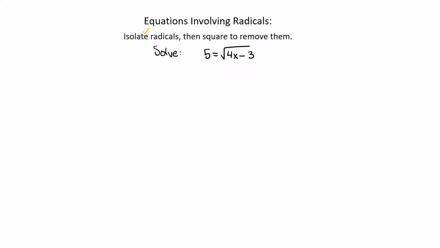Next, we're going to square both sides of the equation. So we know that 5 is equal to the square root of 4x minus 3. So 5 squared is equal to the square root of 4x minus 3, squared. This gives me that 25 is equal to 4x minus 3.